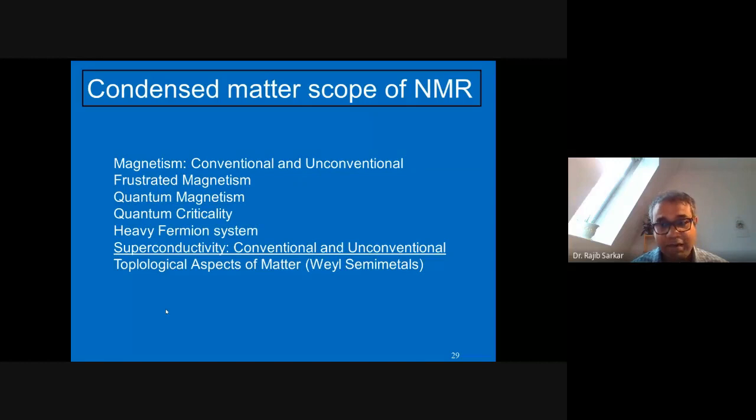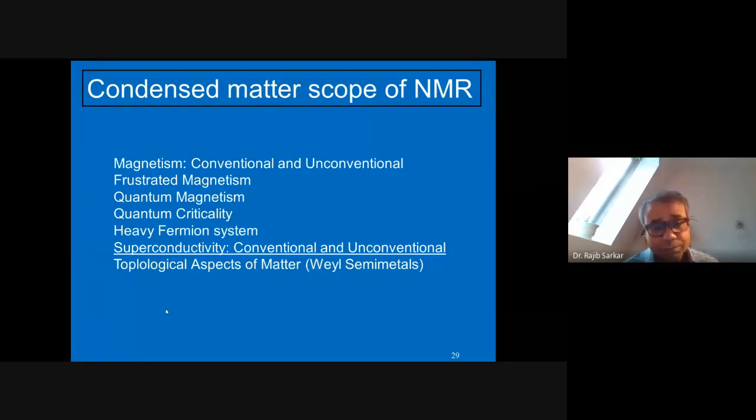And then I try to explain what is Knight shift, that means NMR shift, and then I also told about spin lattice relaxation rate, or spin lattice relaxation time, and so far so good. And then I also talked about the Korringa constants and so on. So these are the very fundamental and basic information.